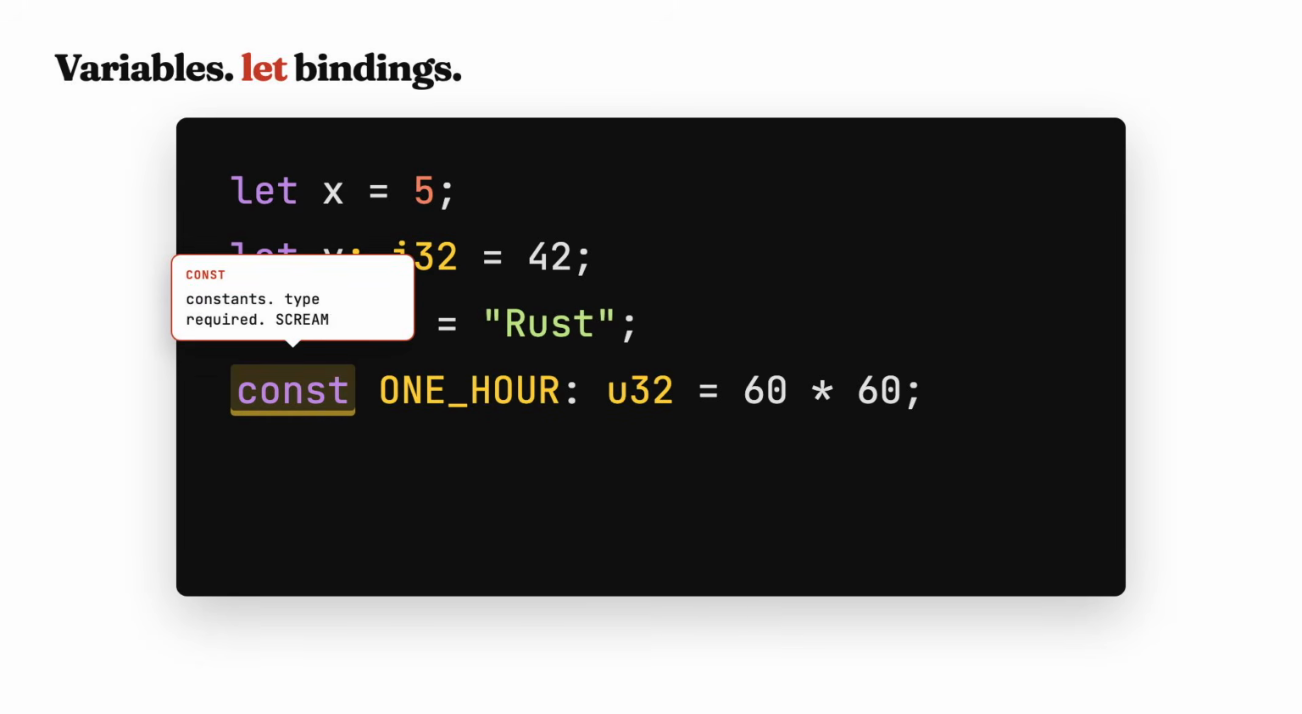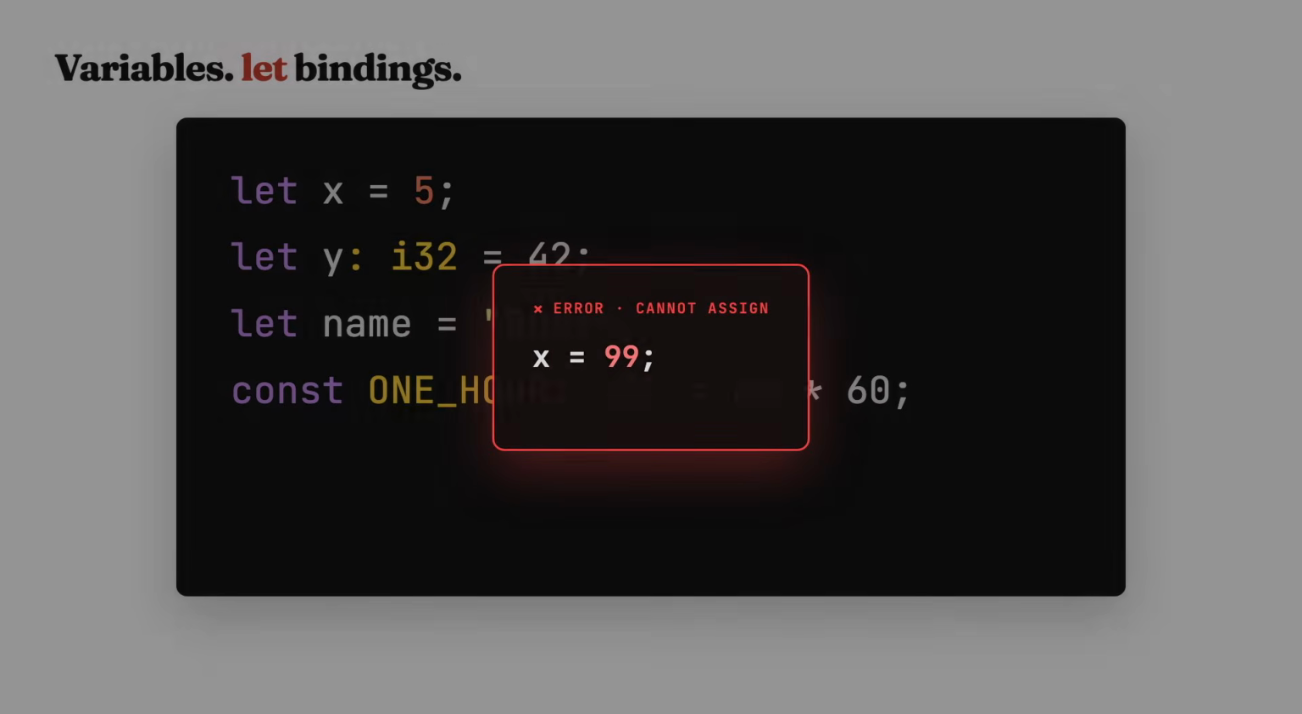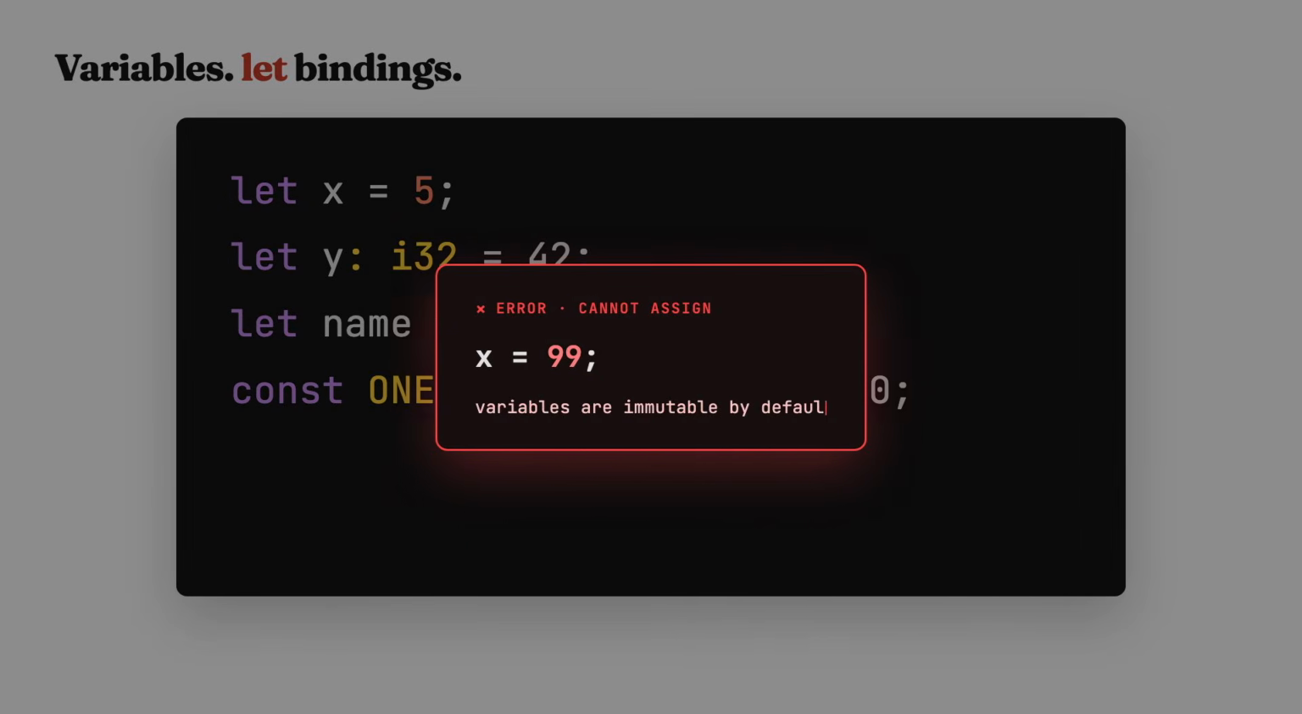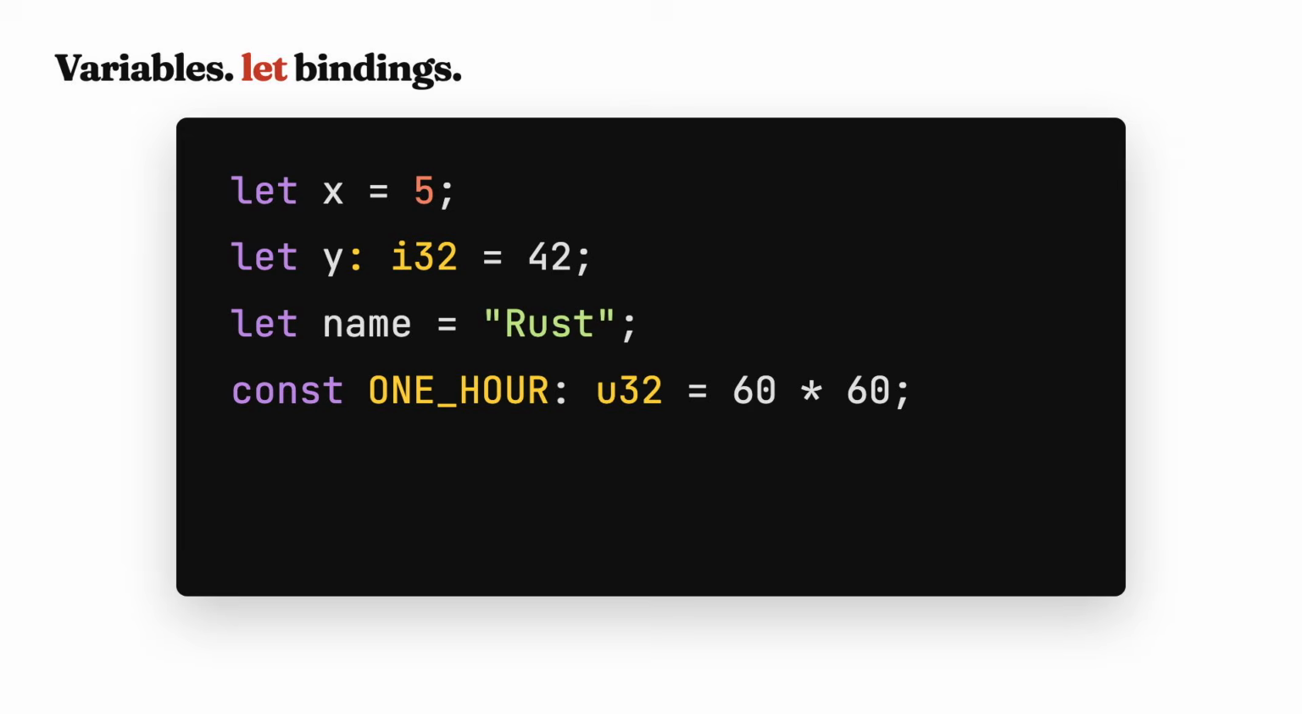Constants are different. You use the const keyword, the type is required, and the name is in screaming snake case. Constants are evaluated at compile time, not runtime. And if you try to reassign a regular let variable, the compiler will stop you. Variables are immutable by default. We'll fix that in a second.